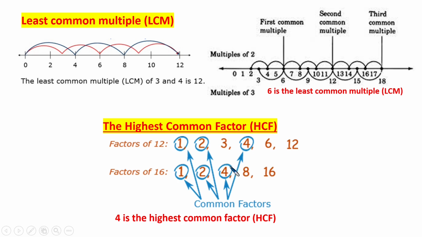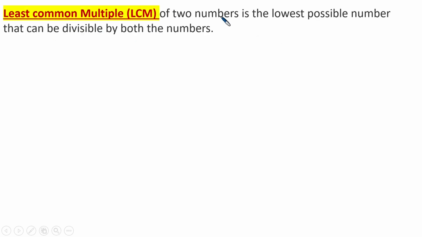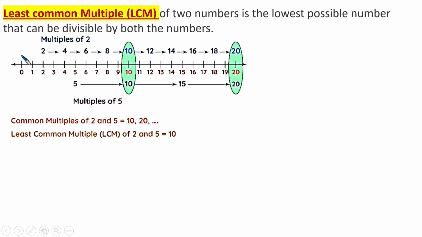So this is called the highest common factor. The least common multiple of two numbers is the lowest possible number, a single number, that is divisible by both the numbers which you have taken. Okay, the two numbers.